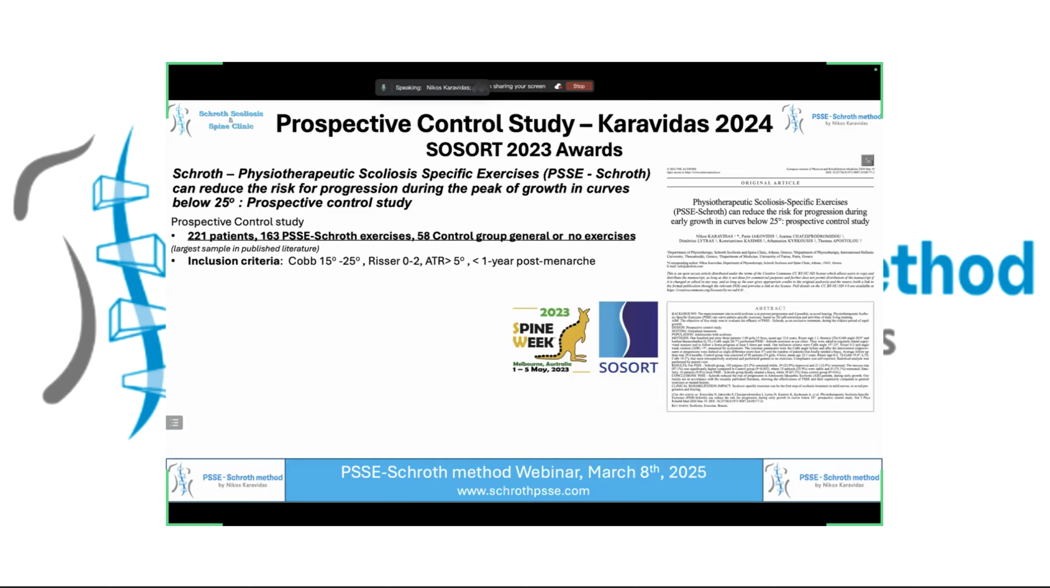Our inclusion criteria: angle between 15 to 25, Risser 0 to 2, rotation more than 5 degrees, less than 1 year post-menarche. So we had a group with a real potential of progression. At the peak of growth, more than 15 degrees, which means high potential to progress.